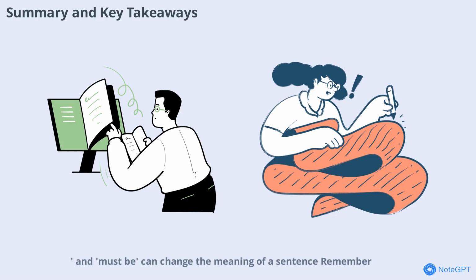Remember, context is key. Always consider what you want to express: possibility, necessity, obligation, or assumption. With regular practice, you'll find it easier to select the right modal verb and communicate more effectively in English. Keep challenging yourself with new sentences, and soon, using modal verbs will feel effortless.